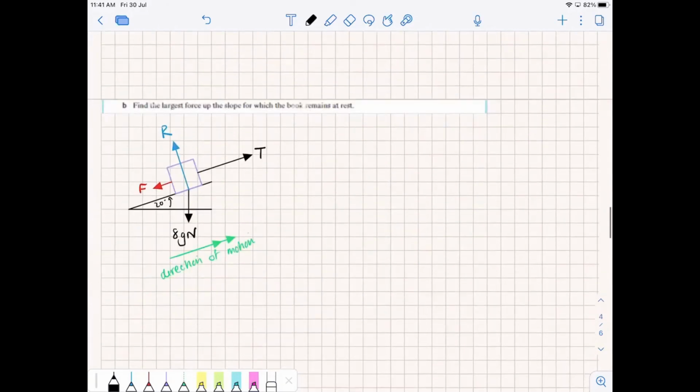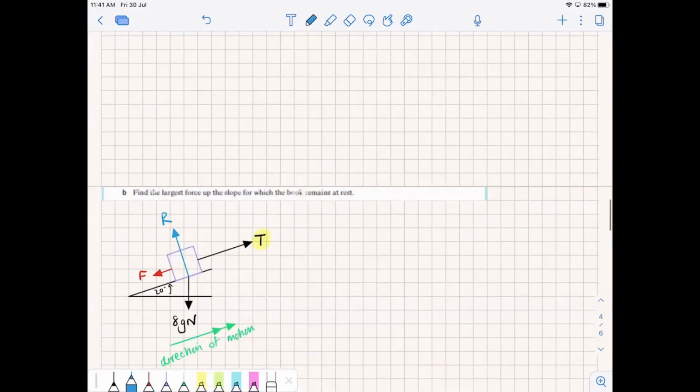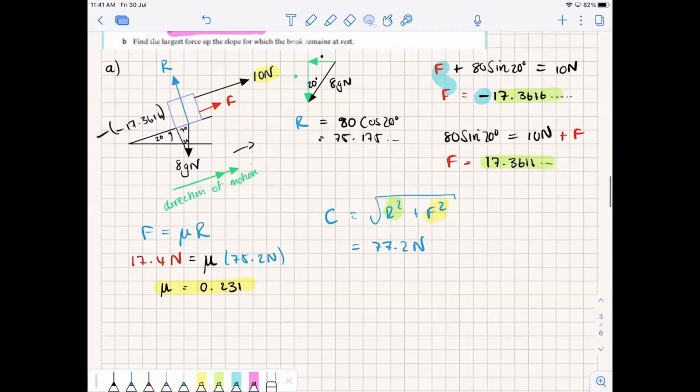So this is what we would end up with, right? We're pulling the book up the hill with an amount of tension. The friction is now going to work against us, right? It's going to prevent the book from wanting to come up the hill. And we want to find the tension this time. Okay? We still don't know the normal contact force or the friction force, so we're going to have to go and work those out quickly. Okay? I'm going to steal this quickly.